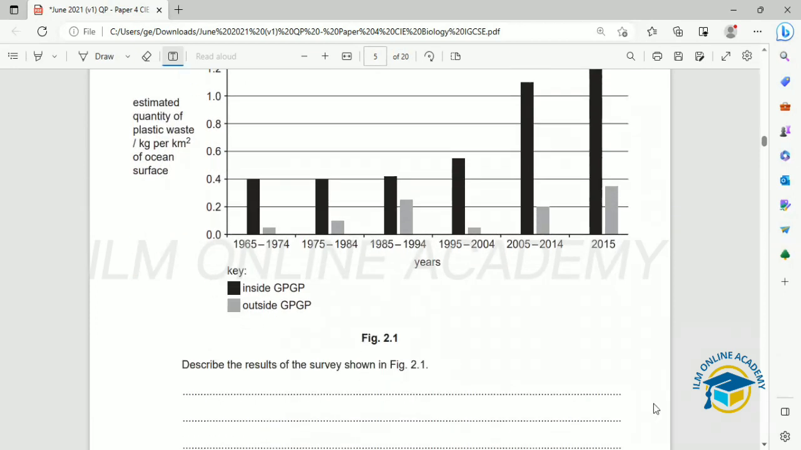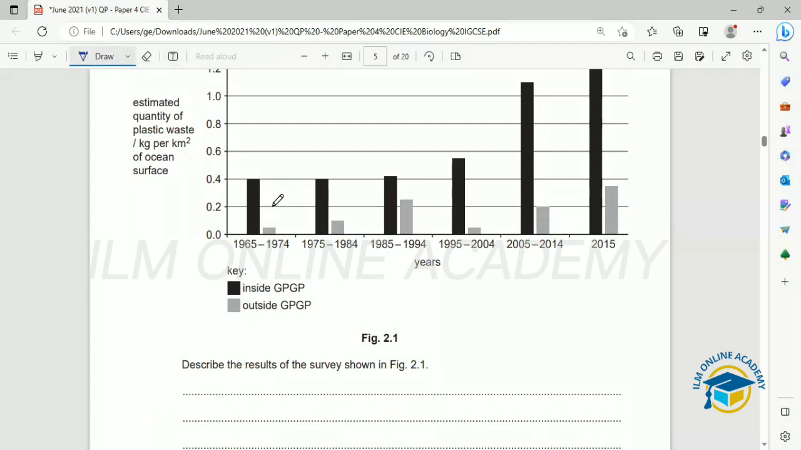So here on the y-axis, we can see that the estimated quantity of plastic waste per kilogram per kilometer square of ocean surface has been shown, and then the years on the x-axis. The dark shaded region is the quantity of plastic waste inside the Great Pacific Garbage Patch, and the lightly shaded region is outside. So we need to describe the results of the survey shown in the graph.